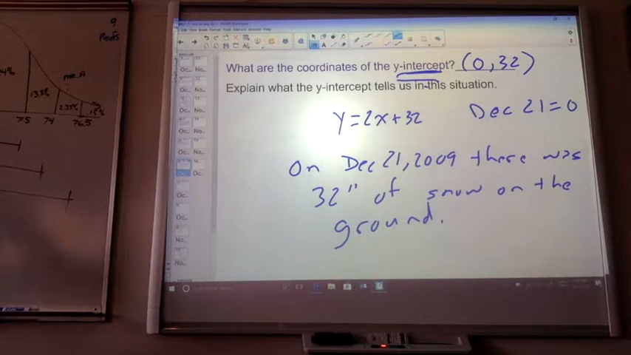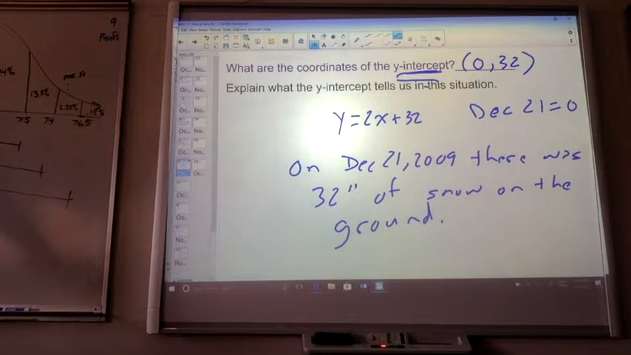And what's significant about December 21st? Does anybody know? The solstice. So what does the solstice mean? It's the first day of winter. Sweet, look at this. We tie into other classes. That's awesome. So on December 21st, 2009, there was 32 inches of snow on the ground.